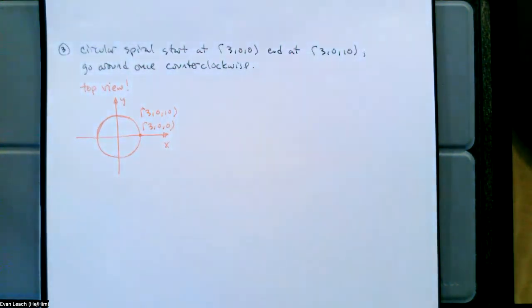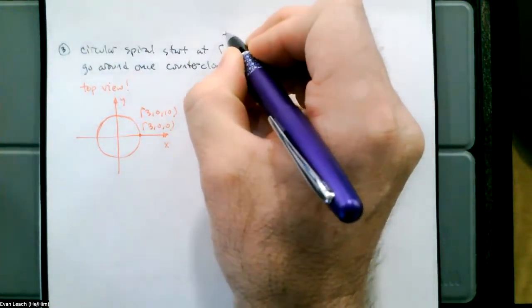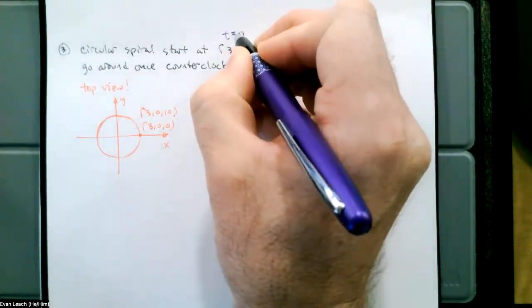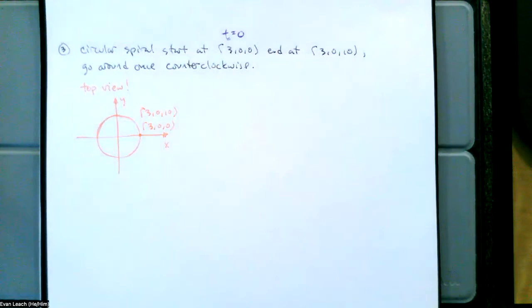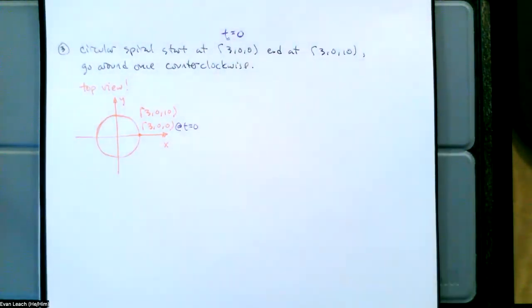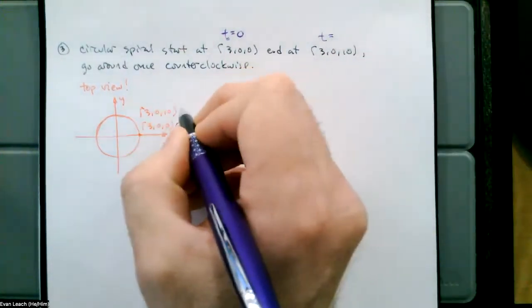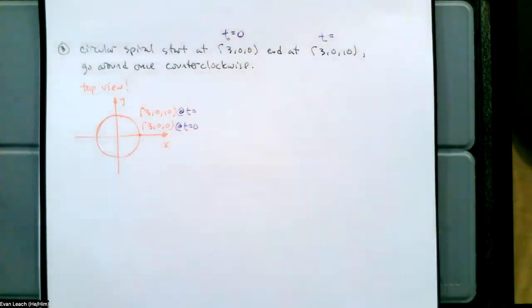Now remember, we have a lot of control over where things are. So it probably makes sense to have the 3, 0, 0 be at t equals 0. We can choose our parameterization to start whenever we want. 0 seems to make sense. So let's say this at t equals 0. We'll sort this part out later. Let's see what else we got. This is our top view. So this is looking at this spiral from the XY plane.